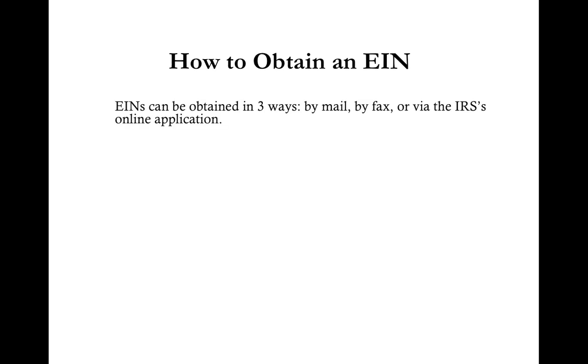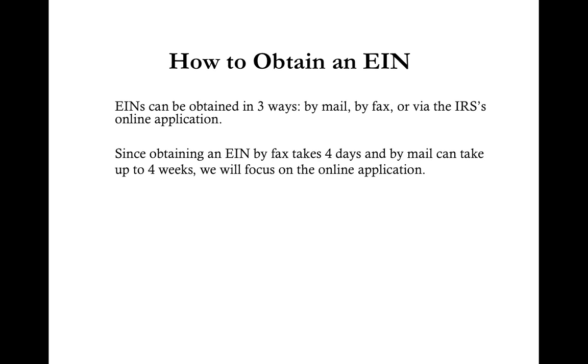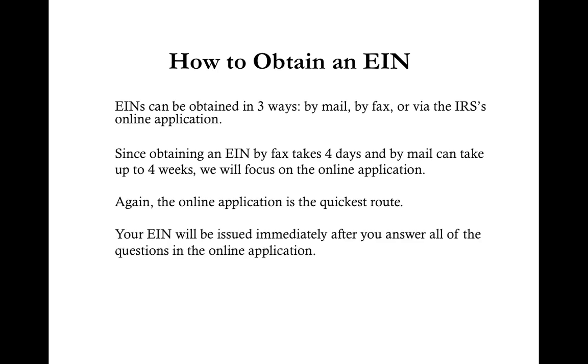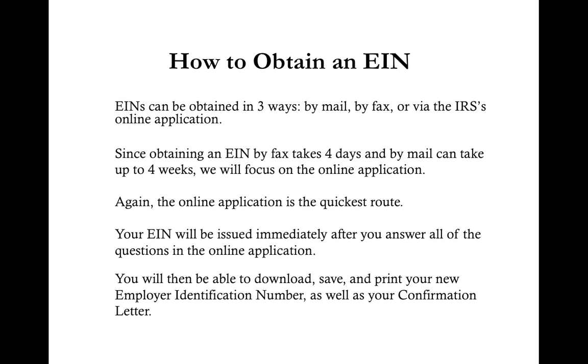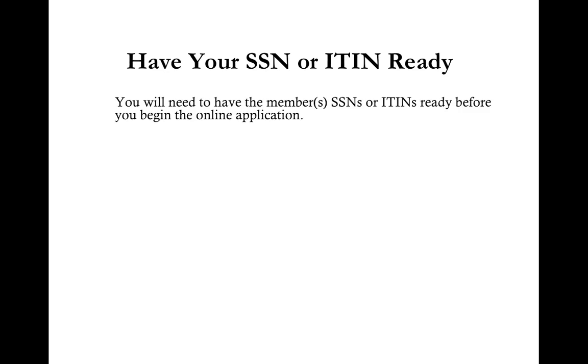EINs can be obtained in 3 ways: by mail, by fax, or via the IRS's online application. Since obtaining an EIN by fax takes 4 days, and by mail can take up to 4 weeks, we will focus on the online application. Again, the online application is the quickest route. Your EIN will be issued immediately after you answer all of the questions in the online application. You will then be able to download, save, and print your new employer identification number as well as your confirmation letter. You will need to have the members' SSNs or ITINs ready before you begin the online application.